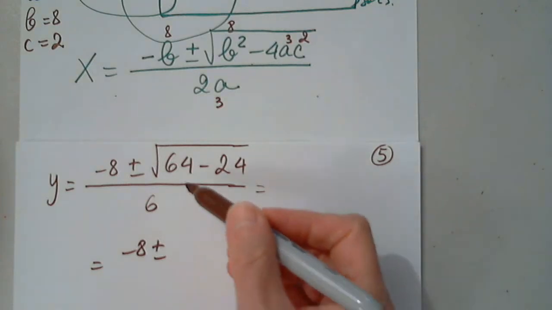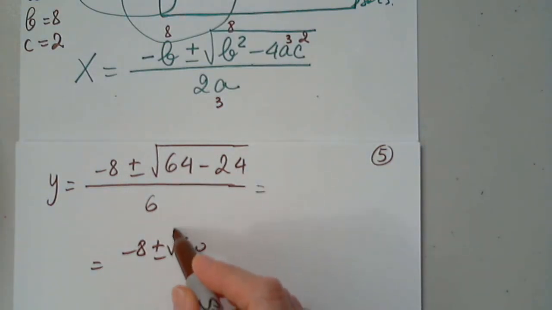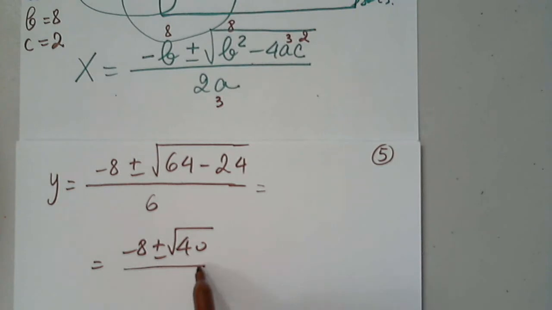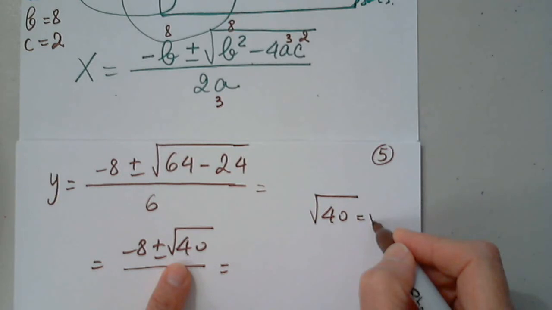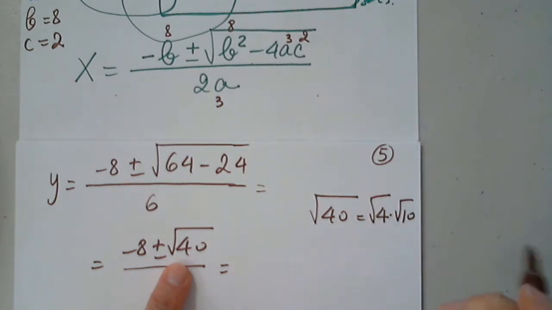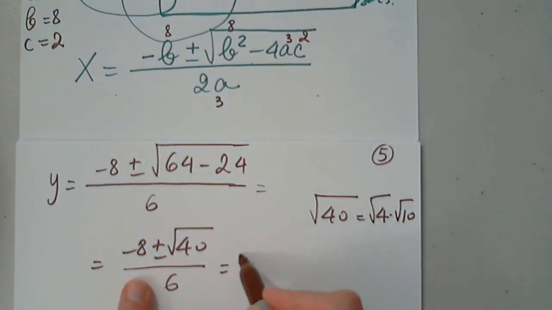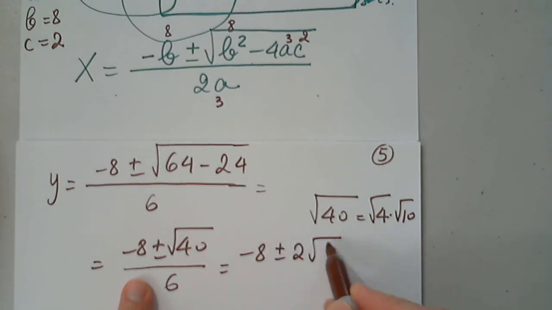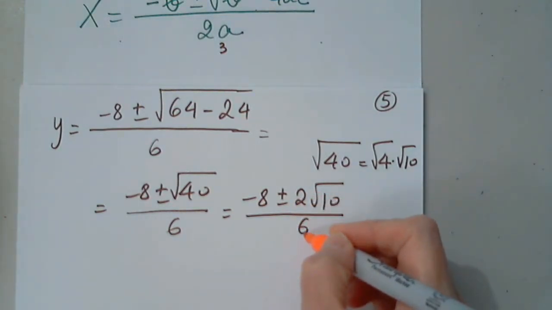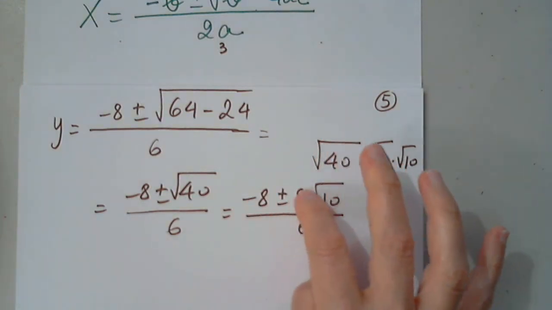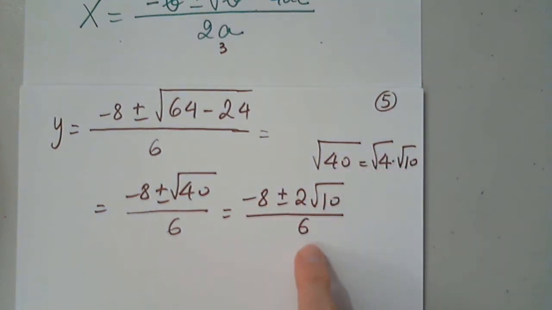So -8 plus or minus, this is 40, with the square root, of course, divided by 6. And 40 is the square root of 4 times the square root of 10. And the square root of 4 is 2. So -8 plus or minus 2, the square root of 10 divided by 6. And before you say anything, it will be a terrible mistake to simplify 2 with 6 or 8 with 6. Please understand, these are terms. You cannot simplify with a factor.